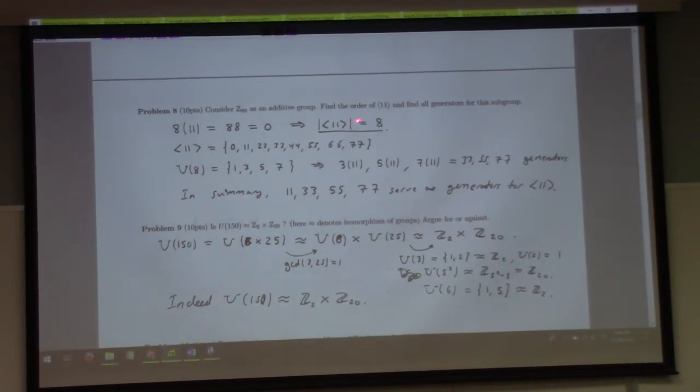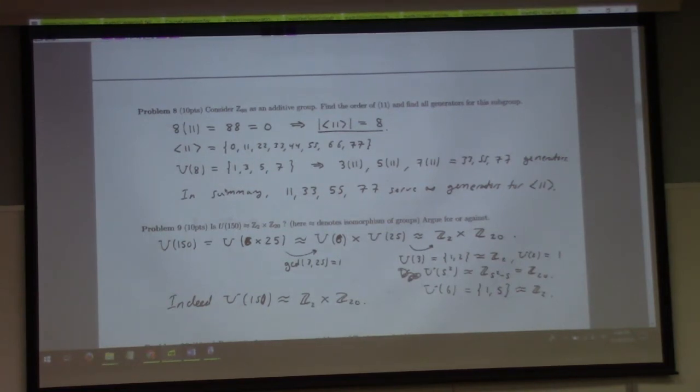And so since the order is 8, we know that if you take any power of a given generator for 11, it will generate the whole thing, right? So since 11 generates 11, I can take 11 to the first, which is 11. I can take 11 cubed. I can take 11 to the fifth. I can take 11 to the seventh. Any of these are potential generators for this cyclic group of order 8. In summary, 11, 33, 55, and 77 are actually generators.